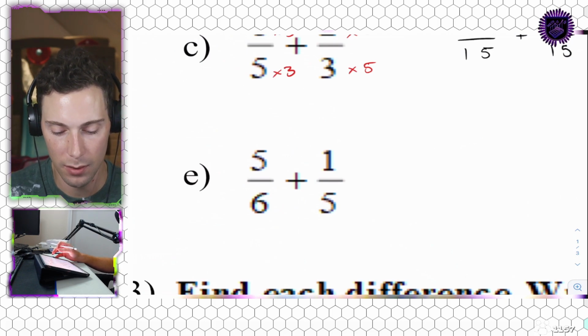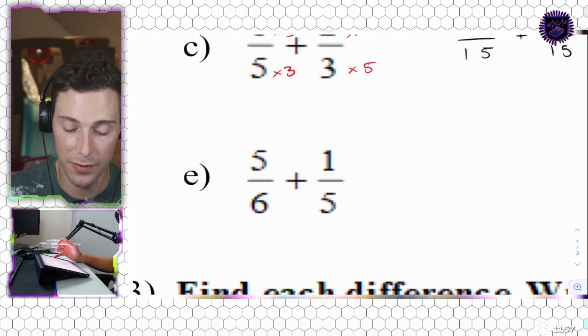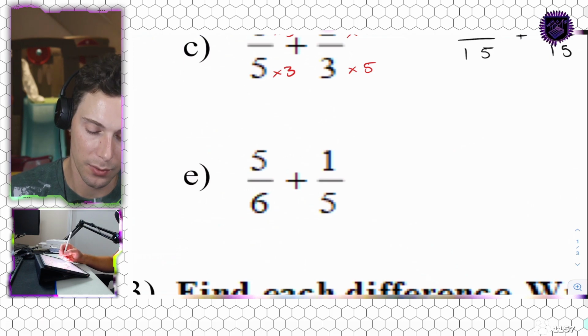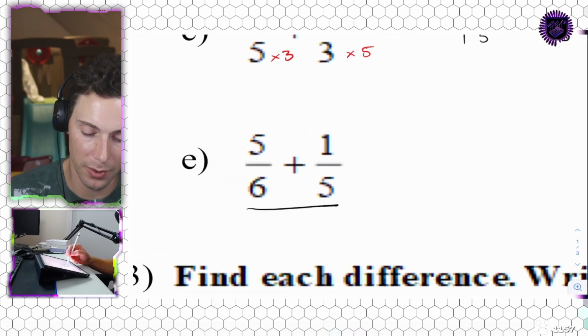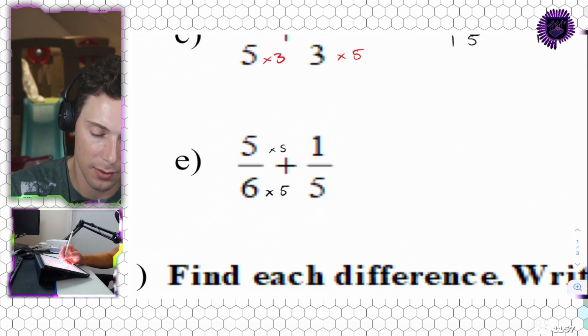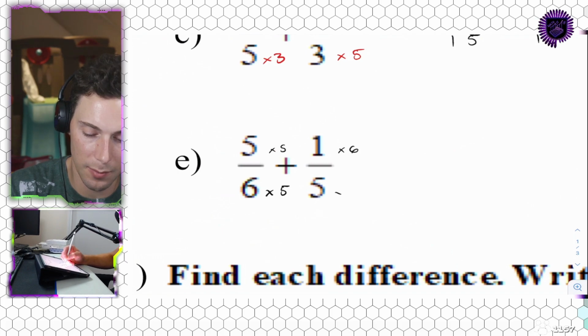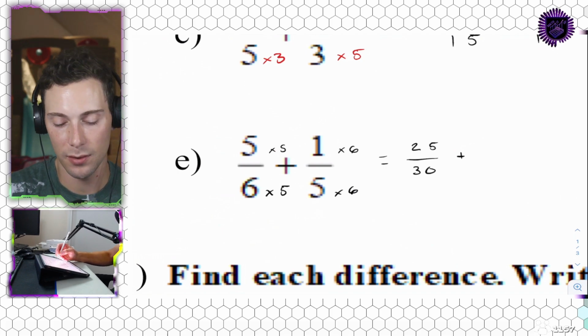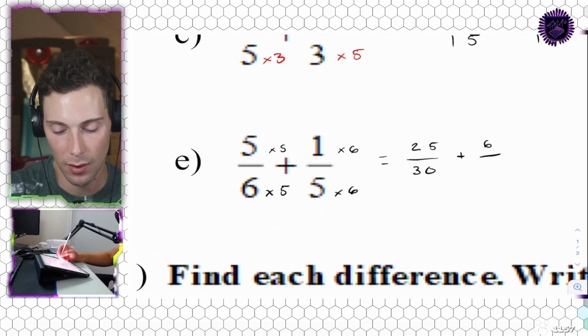5/6 plus 1/5. So lowest common denominator between these two, lowest common multiple is going to be 30, which is fine. Just some bigger numbers to work with. 5 times 6, and this will be, oh, sorry, making mistakes here. 5 times 5 and 6 times 6, rewrite our fraction. 25/30ths plus 6/30ths.